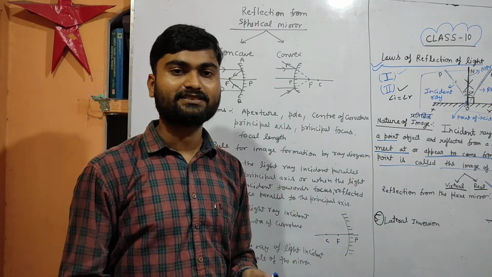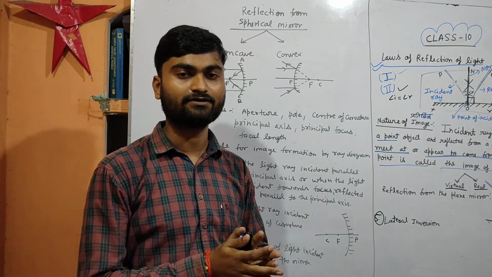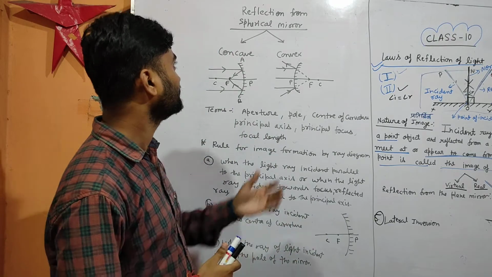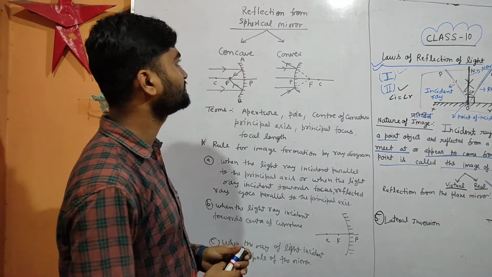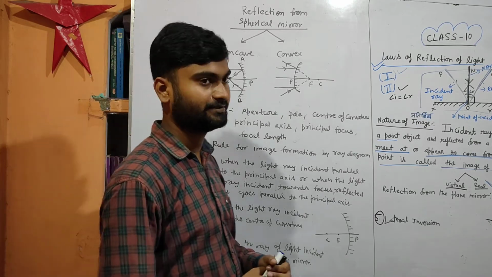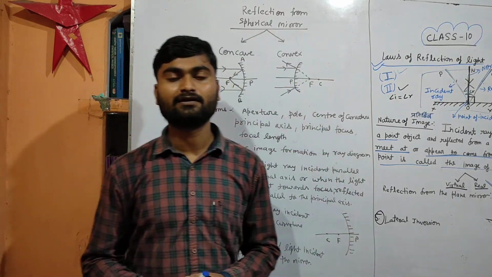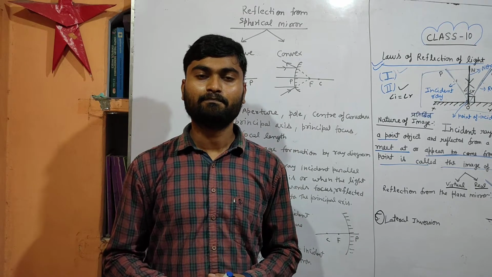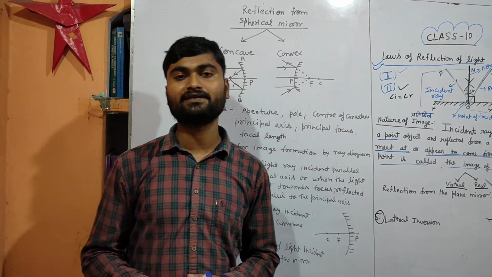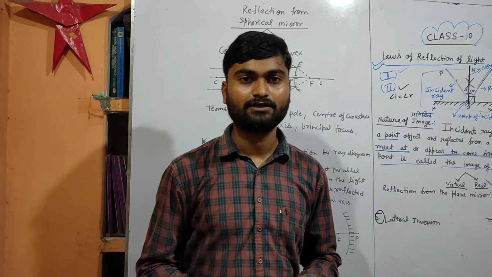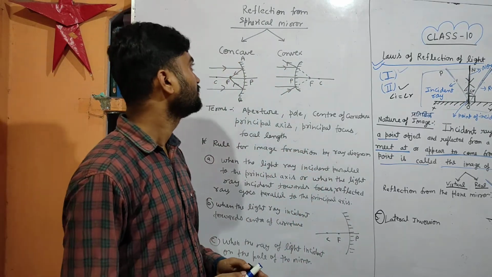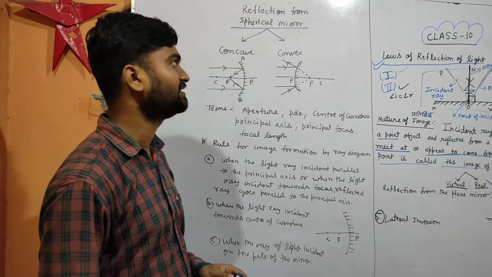Okay, now this is another part of the reflection of light. So in this video we will learn about reflection from spherical mirrors. We have learned about reflection from plane mirror and the characteristics of the image formed by the plane mirror. Now it turns to know about the spherical mirror, right?